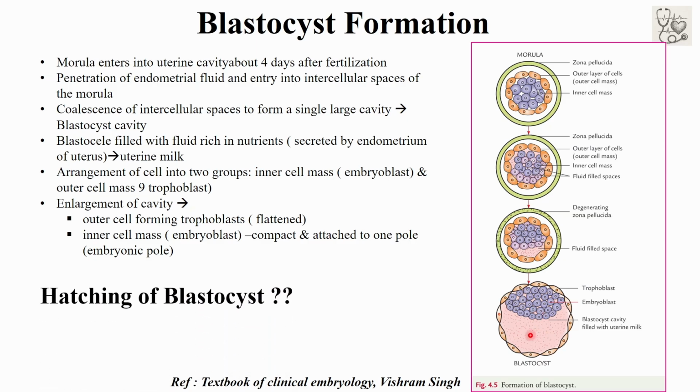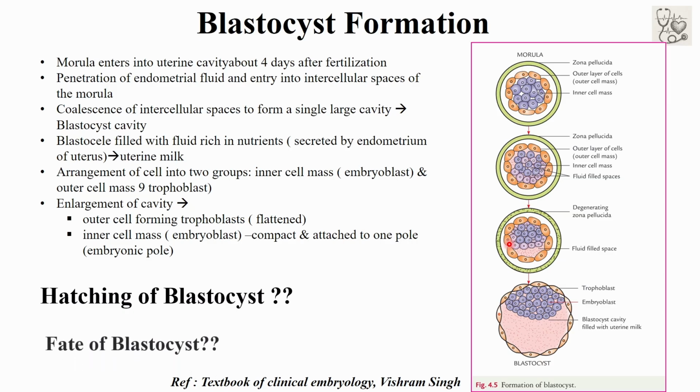So what is hatching of the blastocyst? As the blastocyst increases in size, the zona pellucida, which is surrounding the blastocyst, gradually disintegrates and disappears. The shedding of the zona pellucida leads to the hatching of the blastocyst. Now this blastocyst is ready to attach to the endometrium at its embryonic pole.